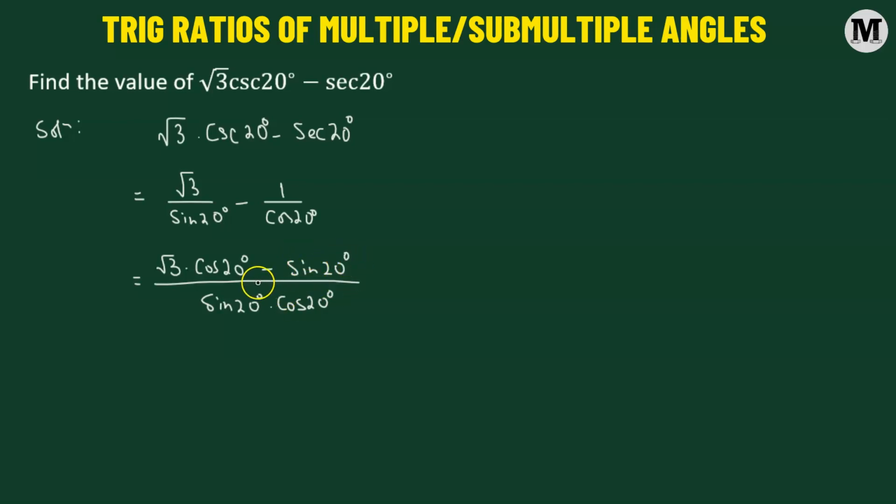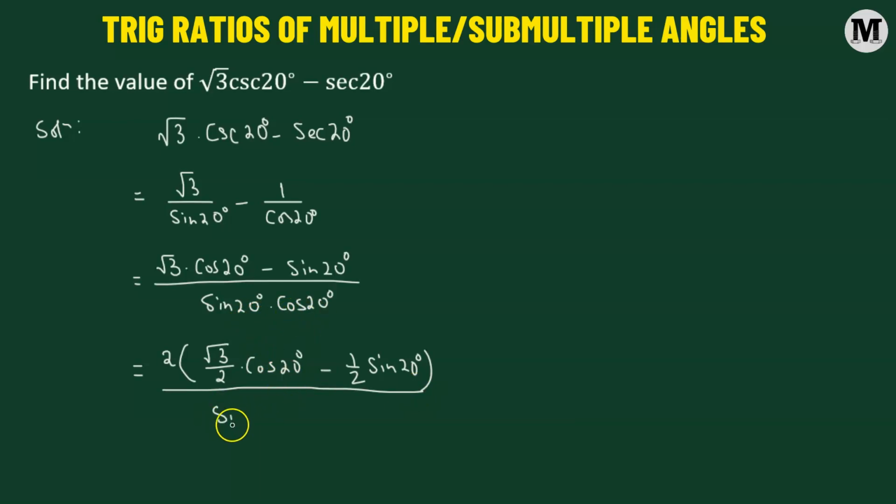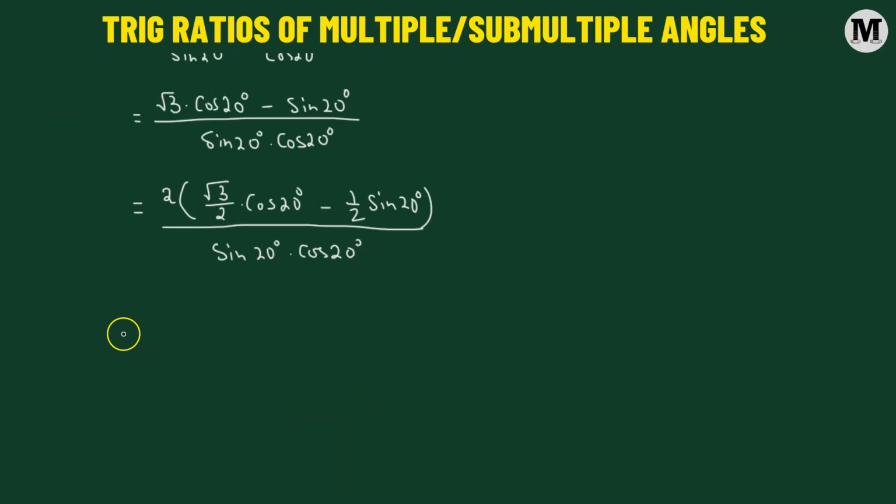Now, what we'll do, we will divide and multiply the numerator with 2. So let's multiply by 2 and divide by 2. So we get square root of 3 over 2 times cosine 20 degree minus 1/2 sine 20 degree. So this is a trick that we are using. Divided by sine 20 degree times cosine 20 degree. So let's keep it as sine 20 degree times cosine 20 degree. Now the reason why we are doing this will become evident in a moment.